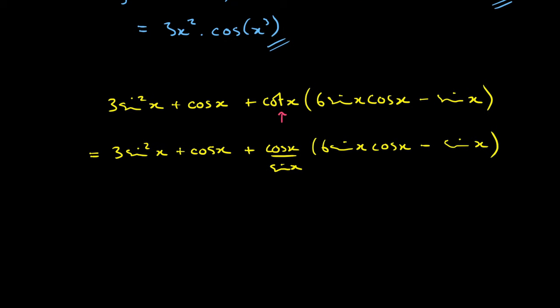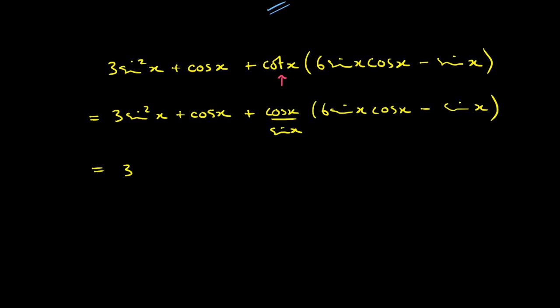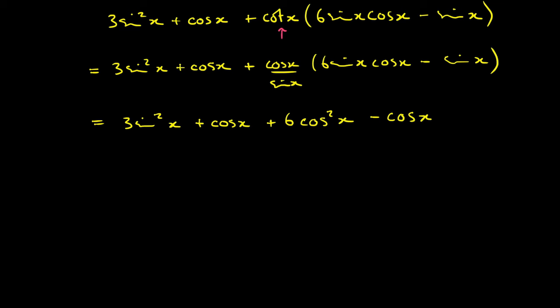Now, what we're going to do is expand that bracket, okay? So we get here 3 sine squared x plus cos x. If I expand out, then the sine x is going to cancel, so I'm going to be left with 6 cos squared x, right? Because I got a cos x here times a cos x, that's cos squared, and the sine divided by sine cancels off. And then here what I'm going to get is minus cos x, right? Because the sine again cancels off. Now, we've got a cos x minus cos x, so those are going to disappear. They knock each other off. And so I've got 3 sine squared x plus 6 cos squared x.